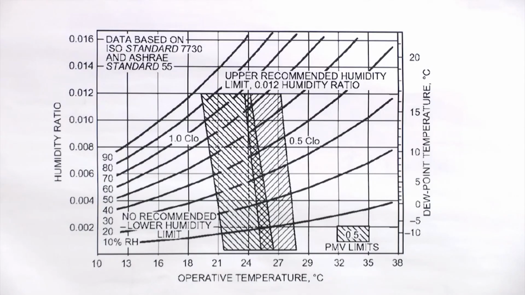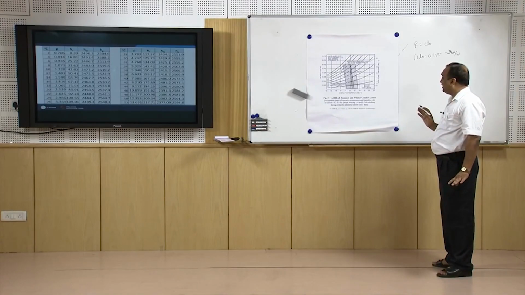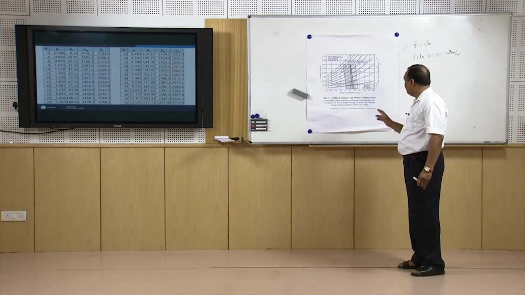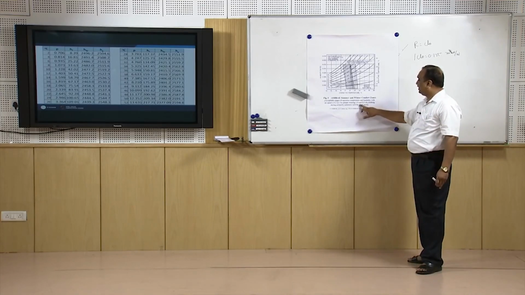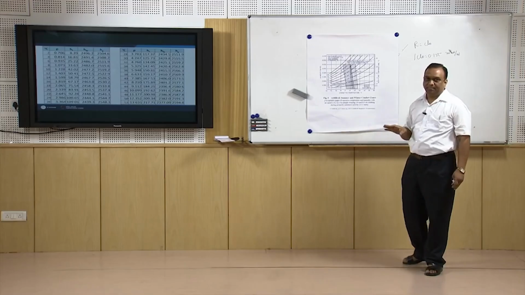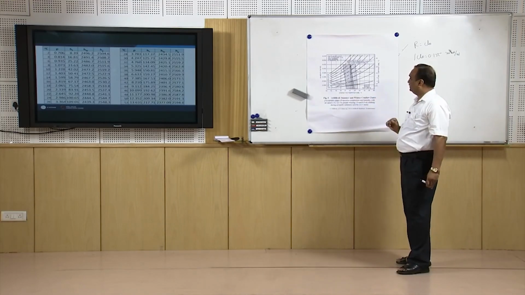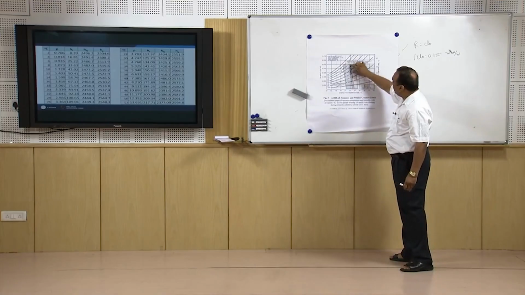So this is for sedentary activity. I mean sedentary activities where somebody is sitting, writing or typing, when the metabolic rate is less than 1.1 met. If the metabolic rate is high, definitely these ranges will also change. And you can find there is overlapping also.